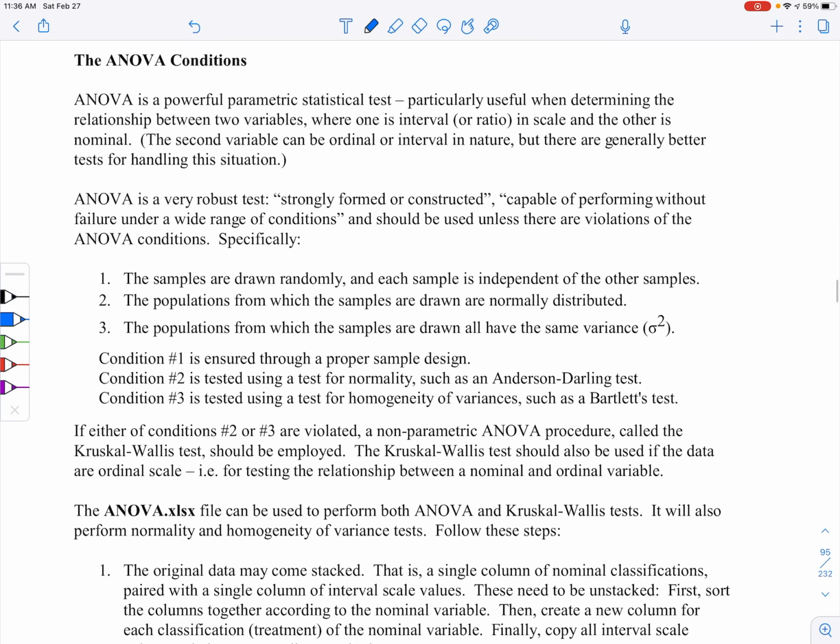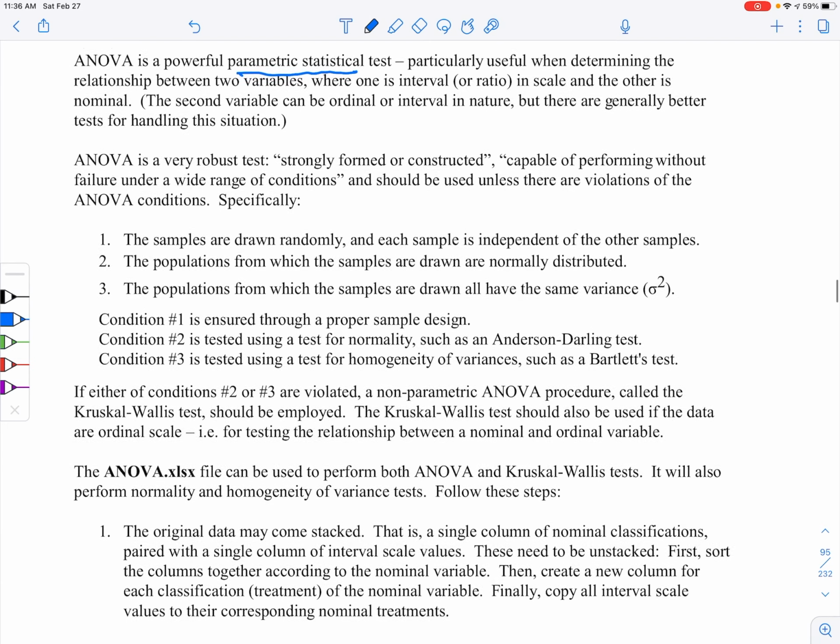And so it says that Anova is a powerful parametric statistical test. Now, parametric, remember, means that you're dealing typically with interval scale variables. In this case, nominal versus interval. And with interval scale variables, there tend to be conditions. And normality is one of them. In fact, when we take a look at the Anova test, there's actually 3 conditions that have to be met here. So let's take a look at them.